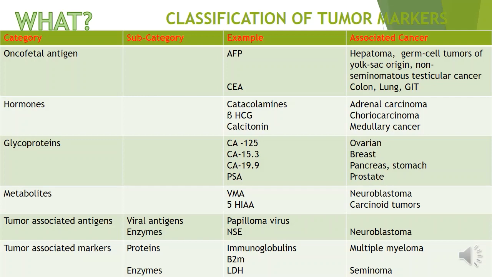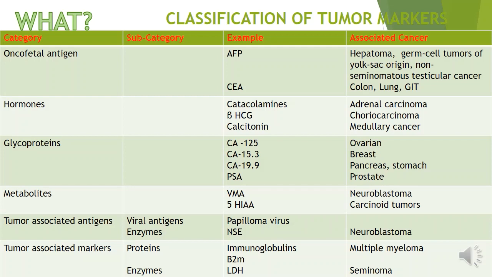CA15.3 is more or less specific for breast cancer. CA19.9 is more or less specific for pancreas, but it may also increase in stomach cancer. So these are glycoproteins, some of the examples. Like enzymes, HPV, human papillomavirus, then neuron-specific enolase, it is increased in neuroblastoma. There are some proteins also like immunoglobulins in multiple myeloma; beta-2 microglobulin is a prognostic indicator for multiple myeloma. Among enzymes, LDH increases in seminoma. So these are the different applications.